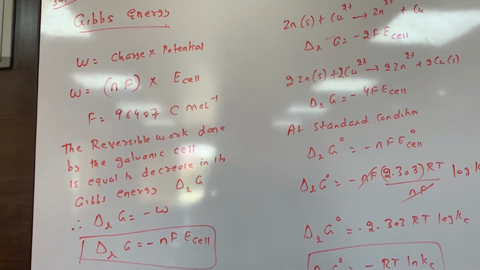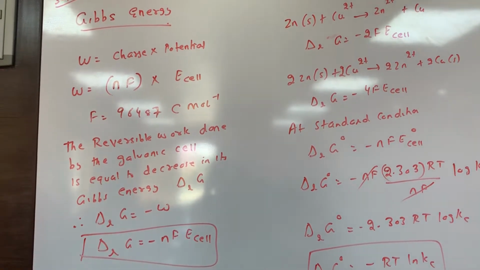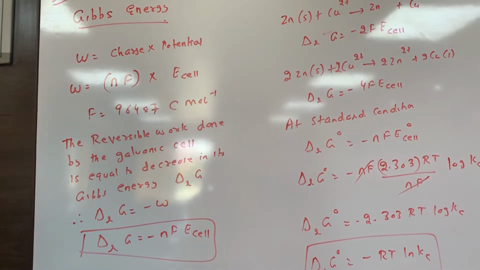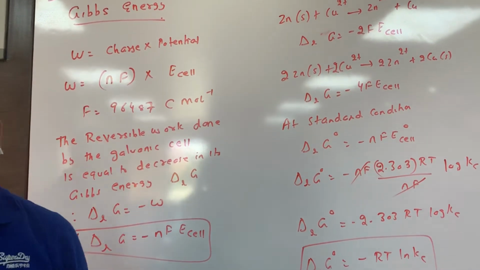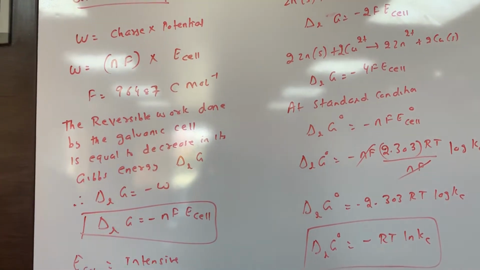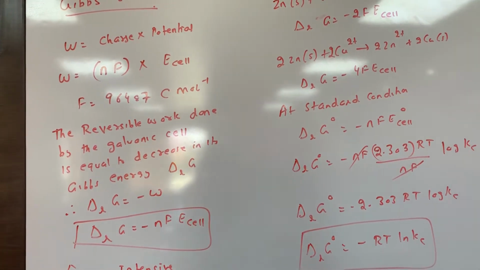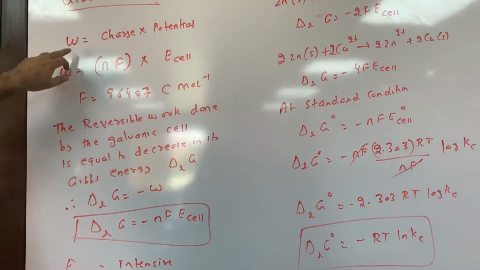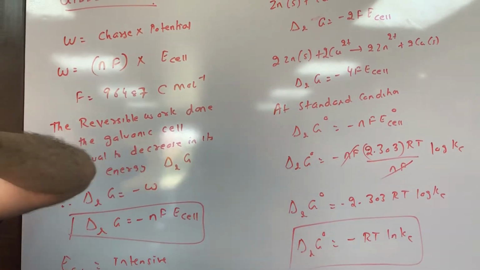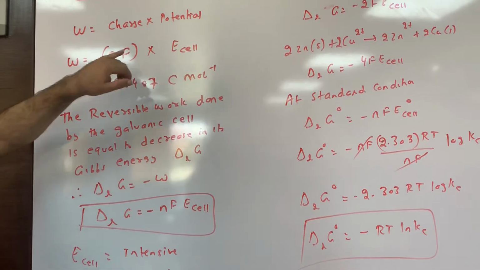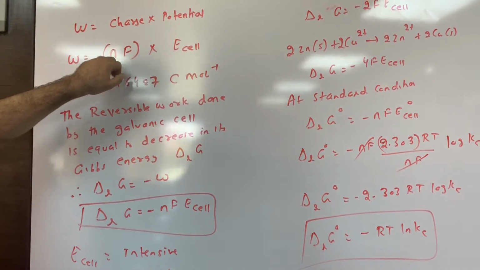So the next topic is Gibbs energy. You have studied in your electric potential chapter that work done is equal to charge into potential. Now suppose a cell is giving out its charge. So the work done by the cell will be equal to charge into potential. Potential is nothing but the EMF of the cell. Now this charge is equal to nF.